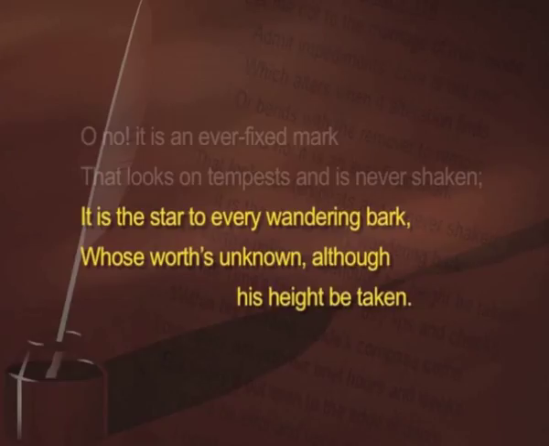Then of course he moves on to the next one. The next metaphor which he uses is to claim that love is like a star. It is the star to every wandering bark, whose worth's unknown, although his height be taken. It's an interesting metaphor to use because when he says it is the star to every wandering bark, he is referring, of course, to the pole star.